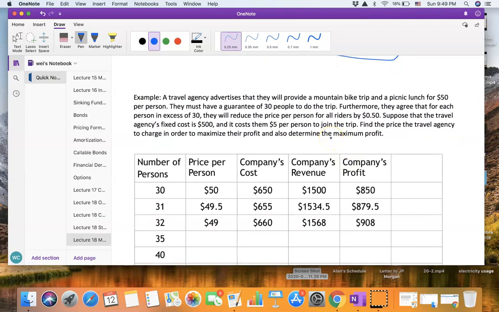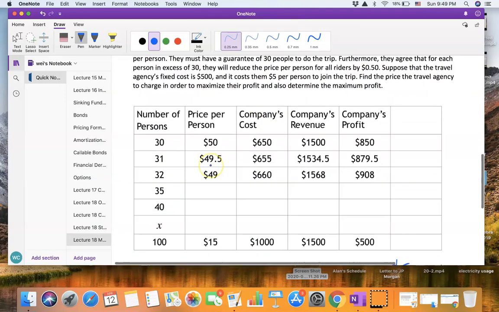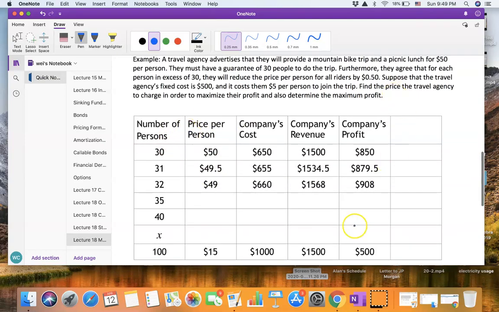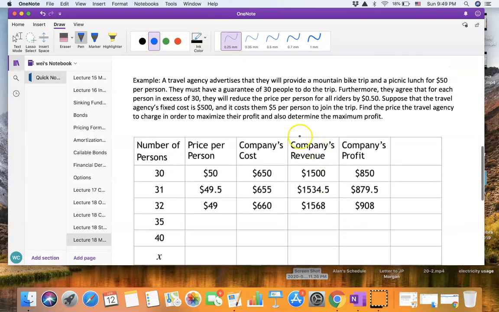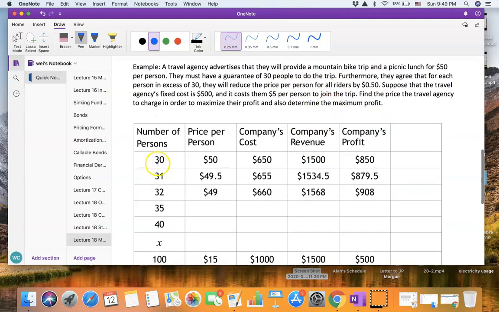Okay, so after we understand what each number means, before we start solving this problem, let's use this table to understand the numbers we're given in this problem again. So let's start with this. If there are 30 persons, we said at this point the price is $50.